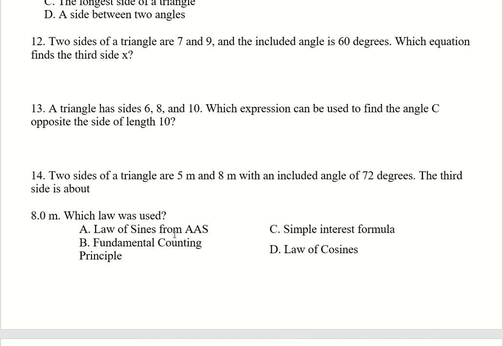Number 12, two sides of a triangle are 7 and 9 and the included angle is 60 degrees. Which equation finds the third side? I removed the choices because the choices are a bit messy. So let's just write the correct answer.